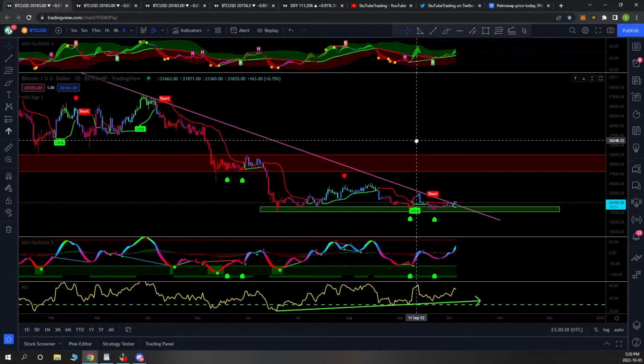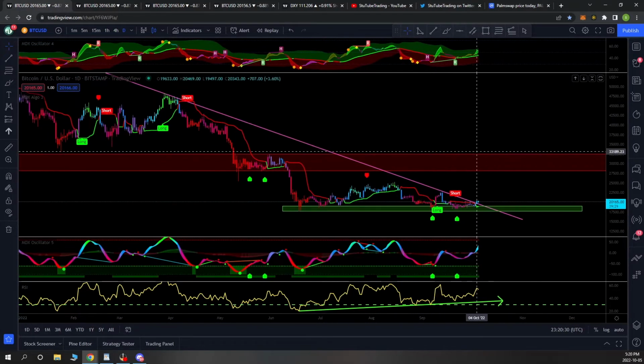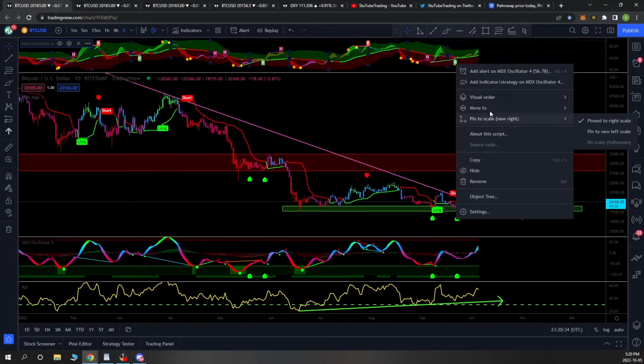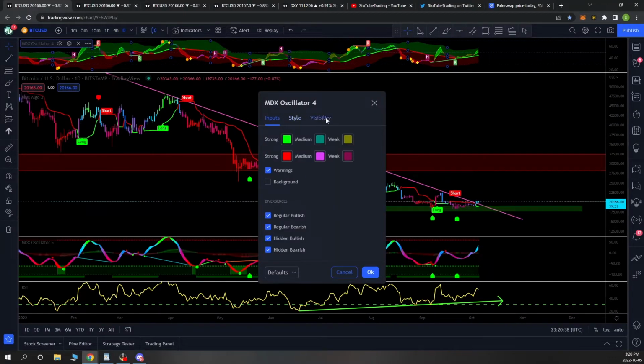But yeah, that's about all I wanted to cover on the indicators. Same thing again: you can make sure your visual order is bring to front. You can go into the settings and play with a whole bunch of different things. I'm not going to waste your time and go into absolutely everything because it's very similar to the Algo 3.